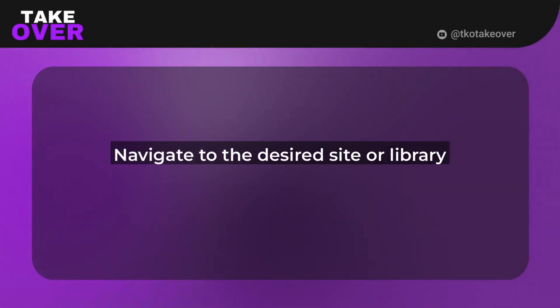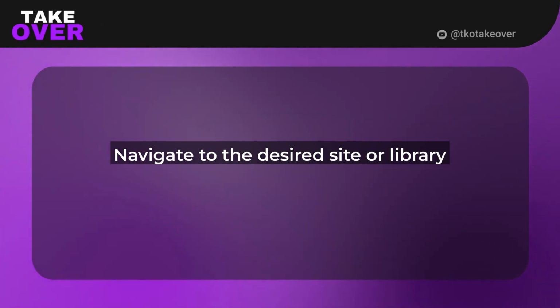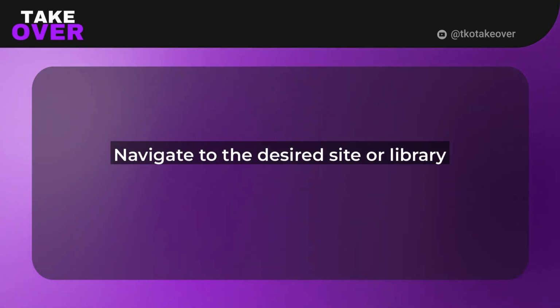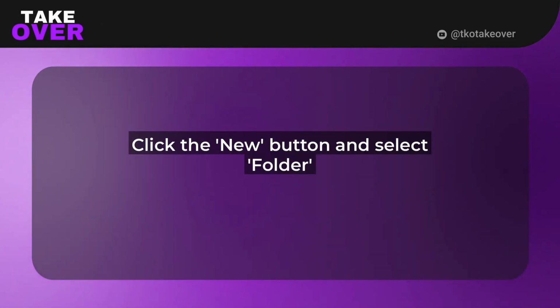First things first, make sure you're logged into your SharePoint account. Head over to the Microsoft 365 portal or directly to your SharePoint site by typing in the URL. Once you're in, navigate to the specific site or library where you want to create your new folder. Libraries are like digital filing cabinets, so pick the one that makes sense for your files.